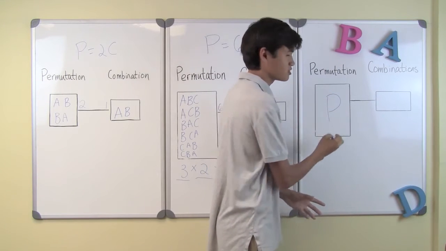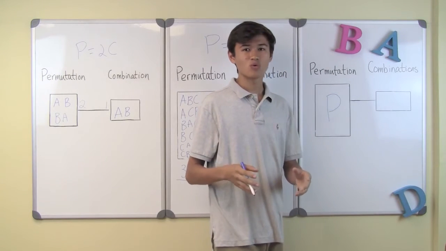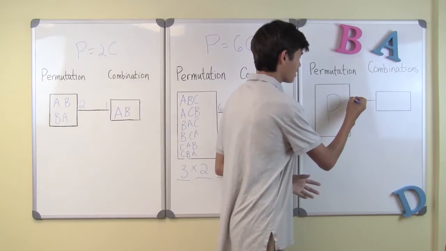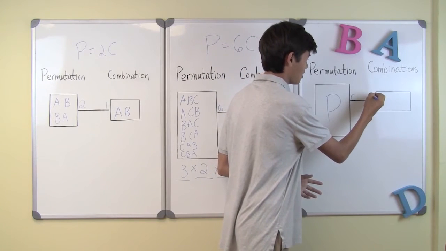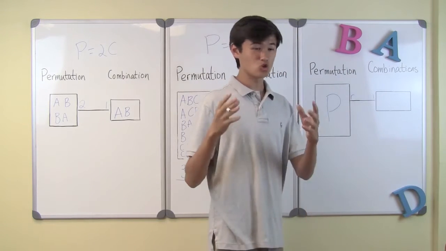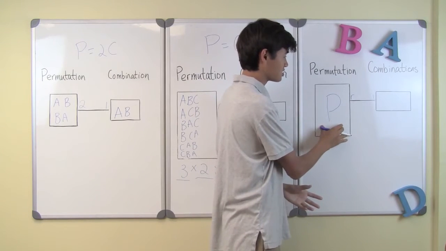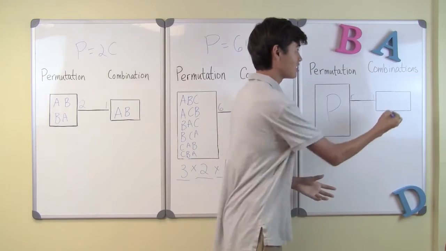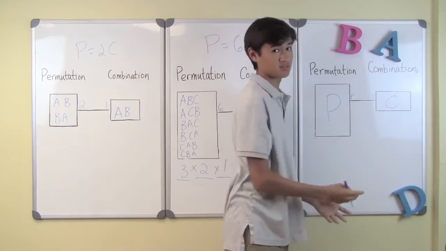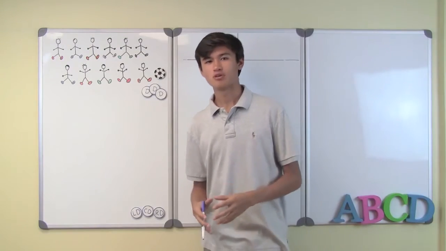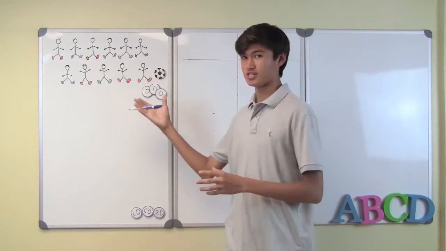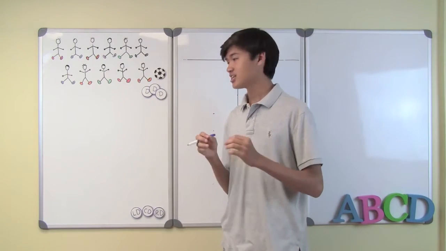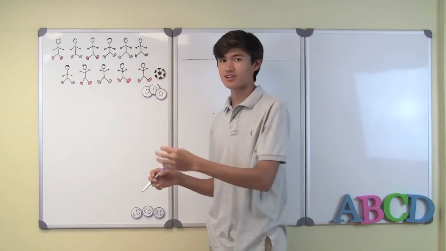Then we will find the relationship between permutations and combinations, then using the number of permutations and the relationship, we can then find the number of combinations. Let's look at this example. There are 11 players on a soccer team. How many different ways can a coach pick 3 defenders?